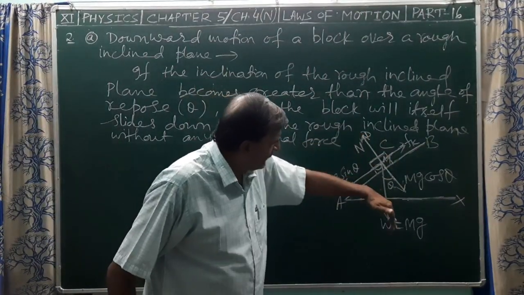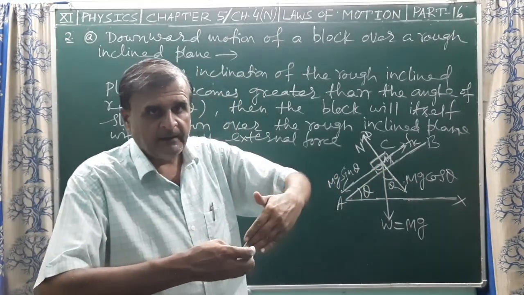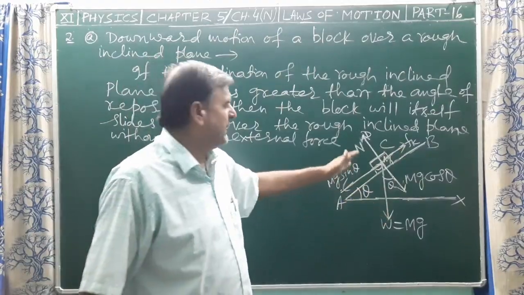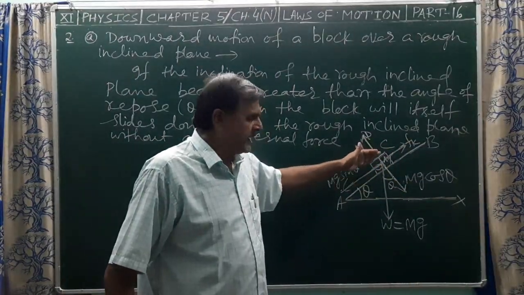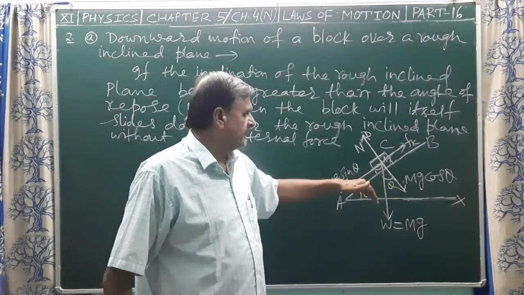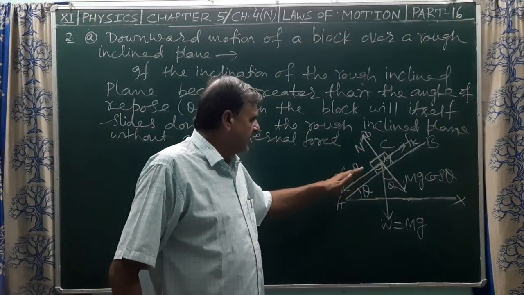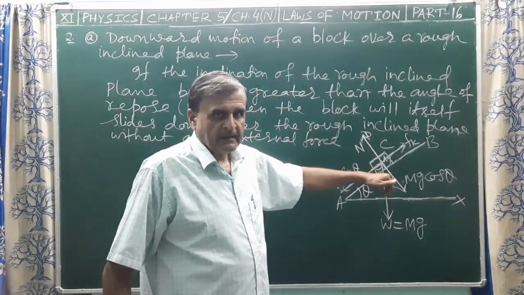Now N and mg cos theta are acting in opposite directions, so they will cancel each other and balance each other. So there will be a case of vertical equilibrium in this case. So N is equal to mg cos theta, but mg sin theta is greater than the frictional force acting on the block in the upward direction.